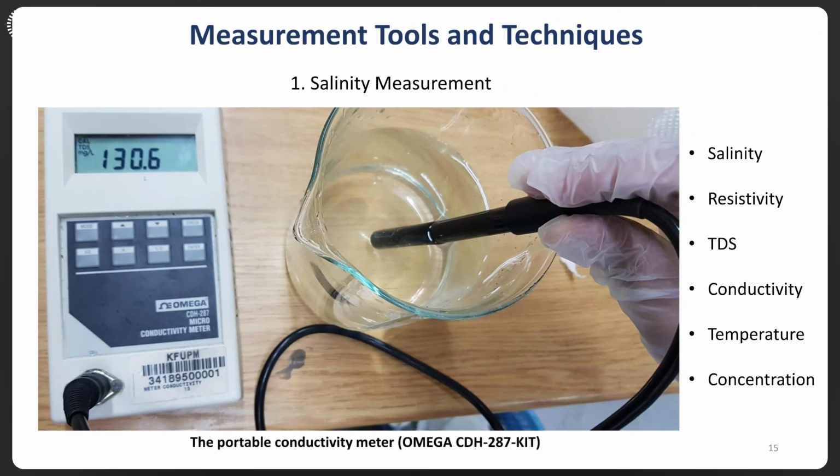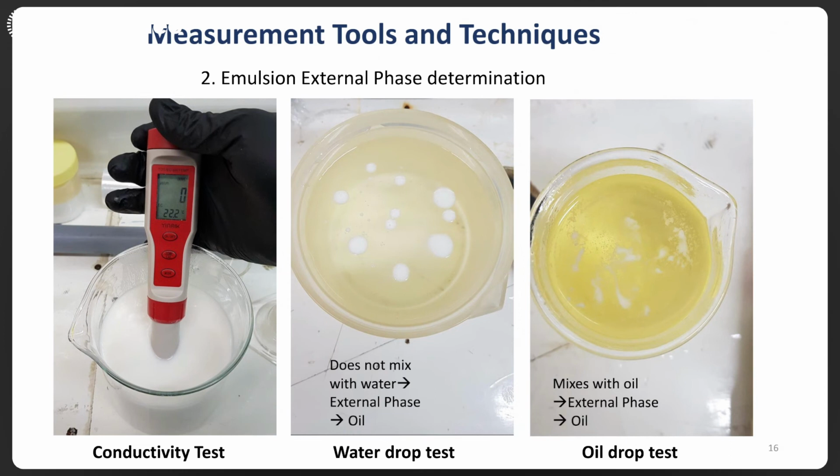For the measurement tools and techniques, we have measured mainly the salinity, resistivity, TDS, conductivity, temperature, and concentration. For the salinity measurement, we have used the portable conductivity meter. And for the emulsion external phase, we have used three methods: the conductivity test by the TDS, water drop test, and oil drop test. Note that our goal is to have the oil as the external phase, so our target is to have 0 TDS and undispersed droplet on the water and dispersed droplet on the oil.